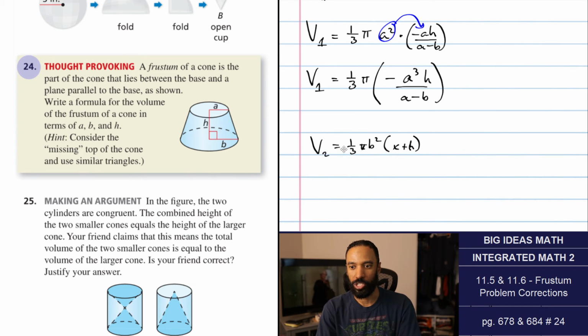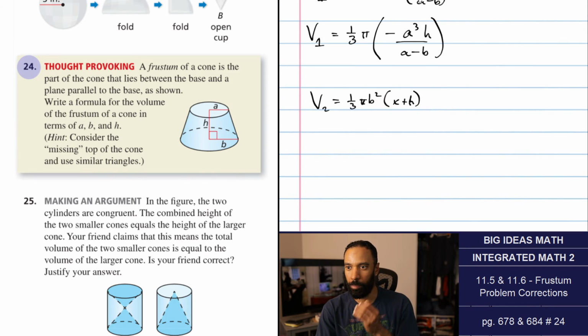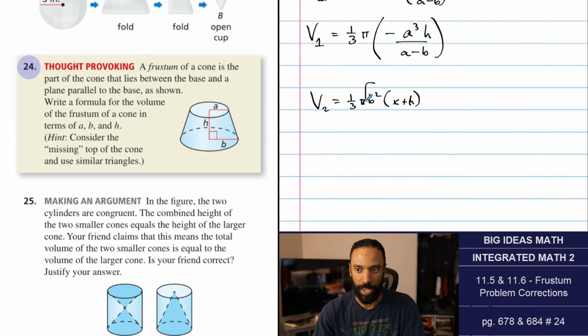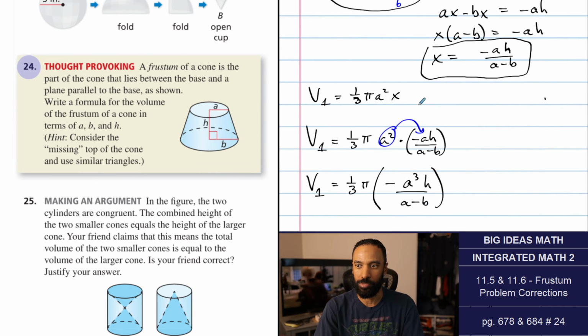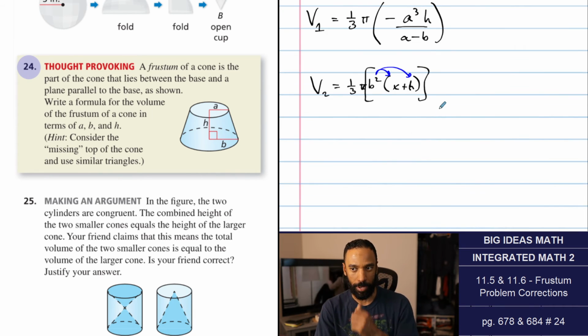Now, when I do the subtraction, keep in mind, this one will also have a 1/3 pi factored out. You can almost imagine that it's factored out right now. But I want to distribute the b squared into here. I also want to turn x into negative a times h over a minus b.